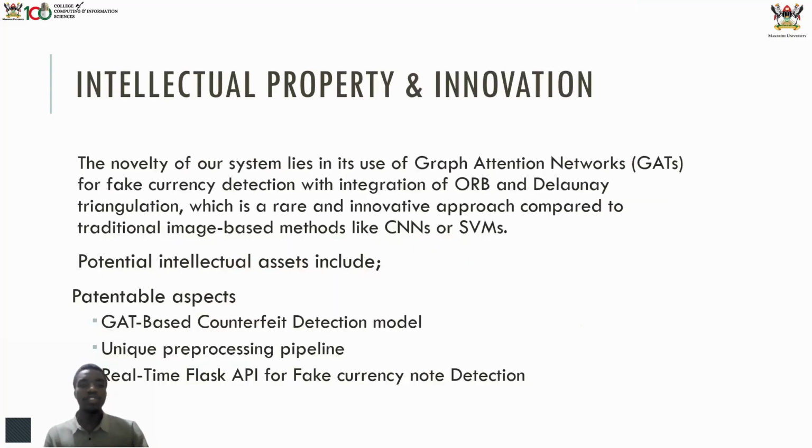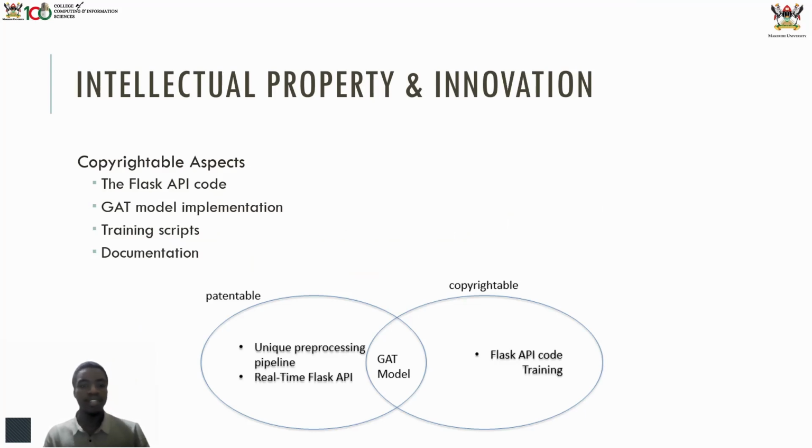Then the intellectual property and innovation, I'll begin by talking about the innovation of our system. It's because we use the graph attention networks, which are the GATs, for fake currency detection with integration with ORB. ORB is for feature extraction, then the diagonal recognition is for drawing the graphs. And then the potential intellectual assets, we have the patentable aspects, which include the model itself, the unique preprocessing pipeline, and the real-time API, which we develop using Flask. And then on the copyrightable aspects, we have the Flask API code, the model itself, the implementation of it, the training scripts, and the documentation.